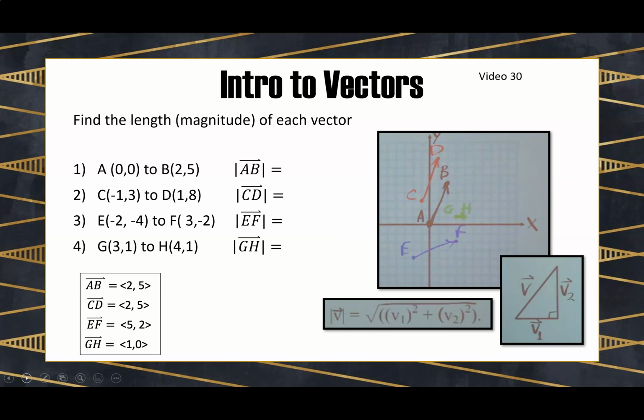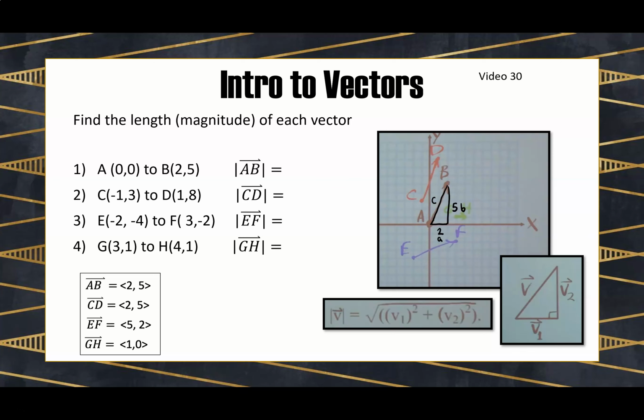Okay, now we need to find the length and the magnitude of each vector. And you should recognize that we can do Pythagorean theorem with this. So for example, I could go ahead and draw this like that, like that. I know that that was 2 and that was 5. So I'm trying to find the hypotenuse. We can call this C, this A, and this B.